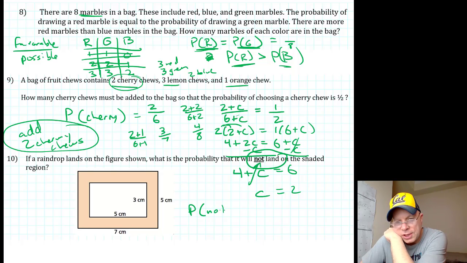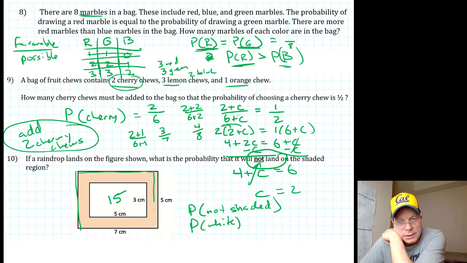Probability of not shaded is the same as saying the probability of the white region. So the white rectangle has an area of 15 centimeters squared. For probability, I want to compare favorable to total. So I don't need to do any subtraction, any composite area. I just need to think about the whole big rectangle is a 7 by 5, so 35.